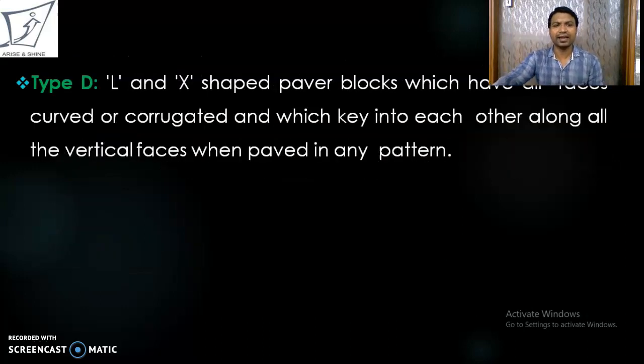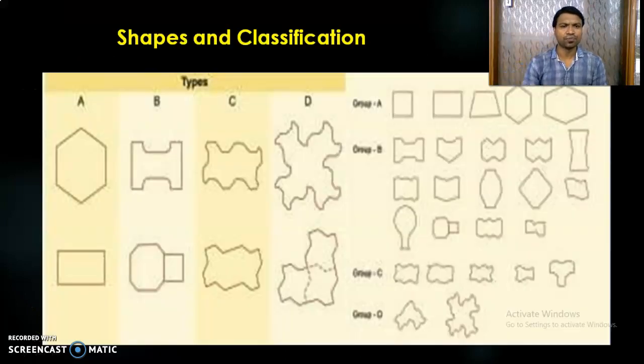And type D, there is L and X shape paver block which have all faces curved or corrugated and which key into each other along all the vertical faces when paved in any pattern. So this is the shape and classification of it, that is type A, type B, type C and type D. So this is the type A. Again, this type A with this pattern is available in the market. This is type B, this is type C, and it may be of L shape or it may be of X shape. These are the other patterns of a paver block which are available in the market. All these paver blocks have their own advantages and disadvantages too.